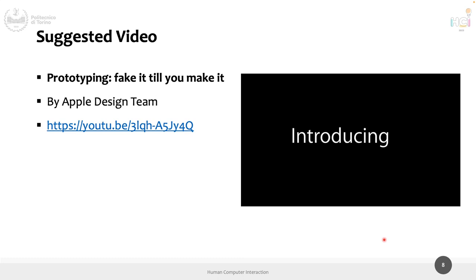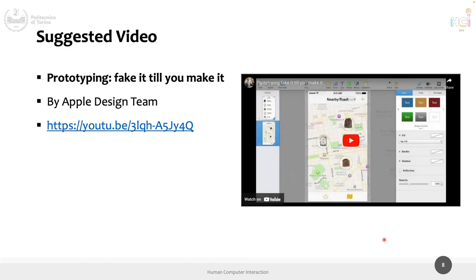And here there is a suggested video. I'm not playing it now, but if you want, there is a link here, by the Apple design team. It also starts like a joke, sort of, about exactly a high-fidelity prototype, something that looks real but eventually is not. Clearly it was made on purpose. Here there is the embedded video, and it is about an hour and a half long because they also explain how to do it. The interesting part is probably the first 5 minutes of the video.